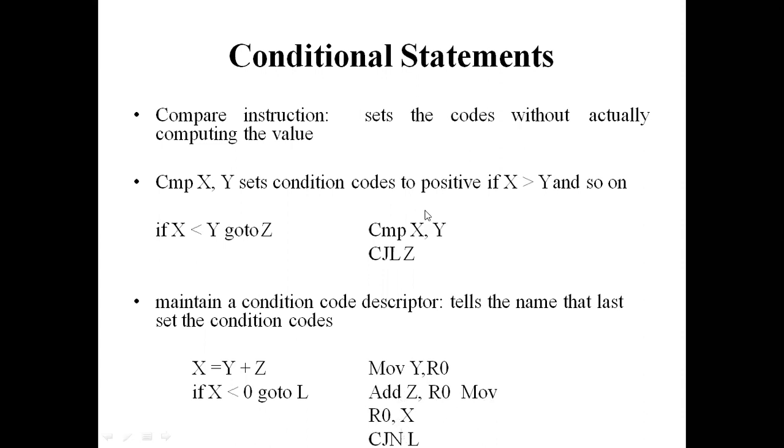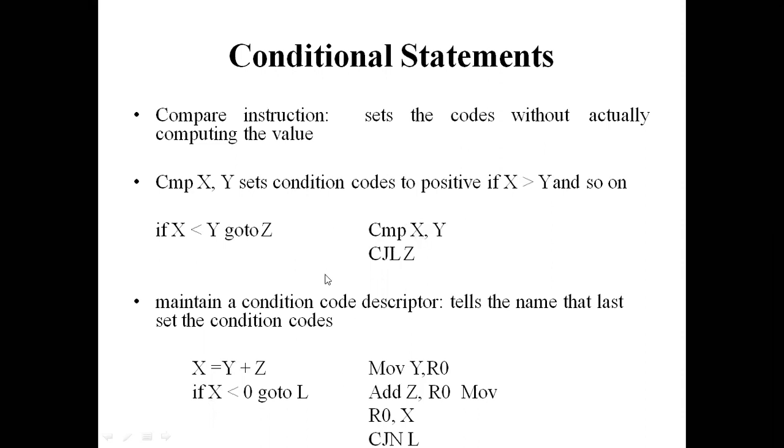See here, see the difference between these two. Here I am using only compare. It is a conditional jump LZ or compare jump LZ, but here it is compare jump negative L, because after performing the computing, after knowing the computed values, then we are comparing. But here, without the computed values, we are comparing the x and y. That's the difference between the conditional statements.